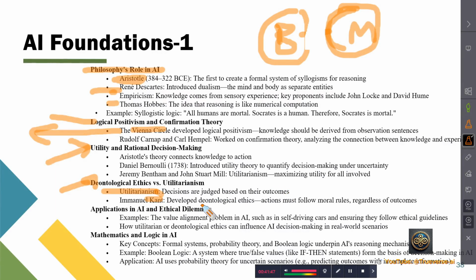Kant developed ethics based on deontology, trying to say the action must follow moral rules regardless of outcome. So he tried to add some morality to data. Then there is the application to AI: ethics and mathematical logic in AI, like Boolean logic and other stuff.